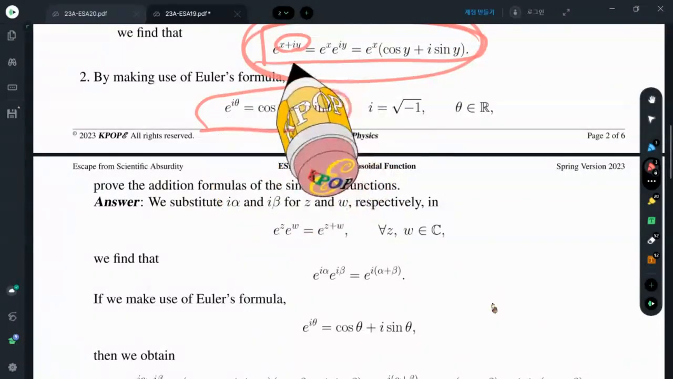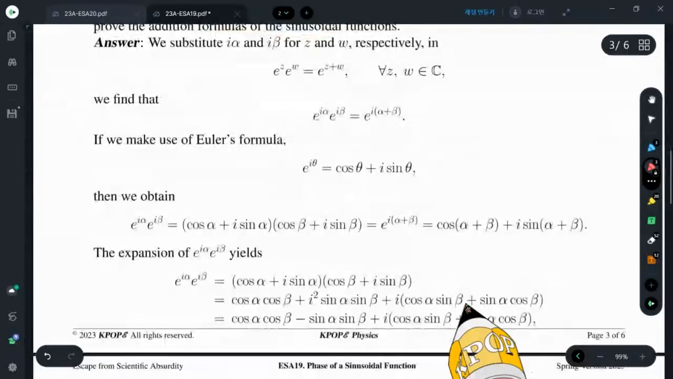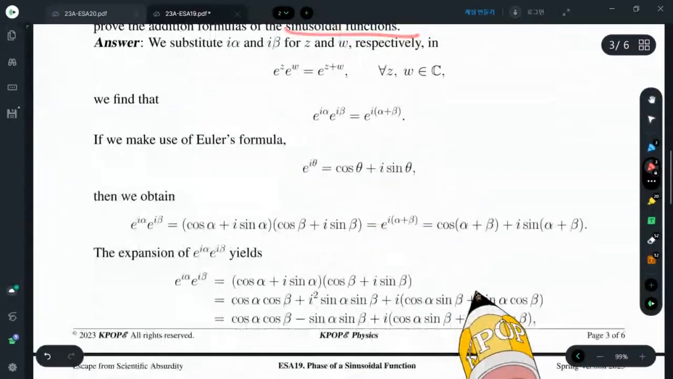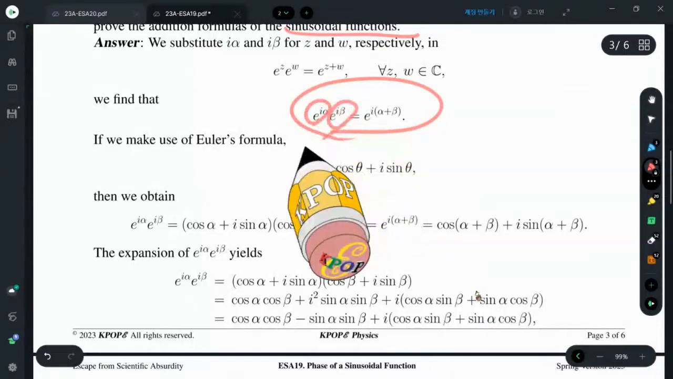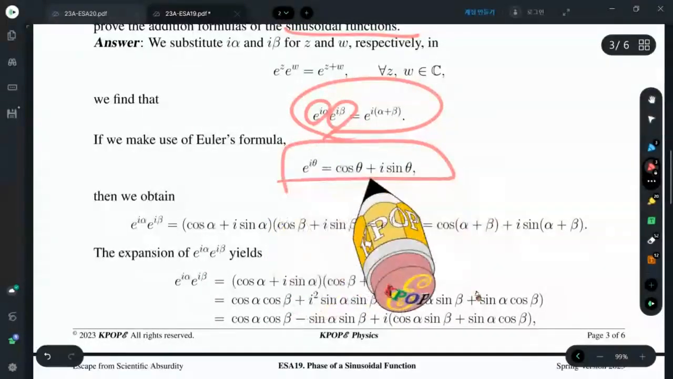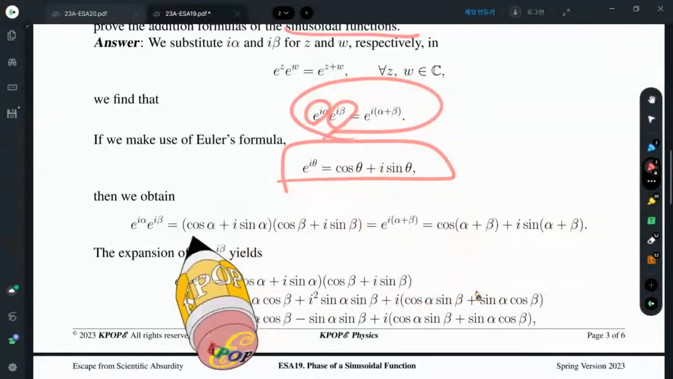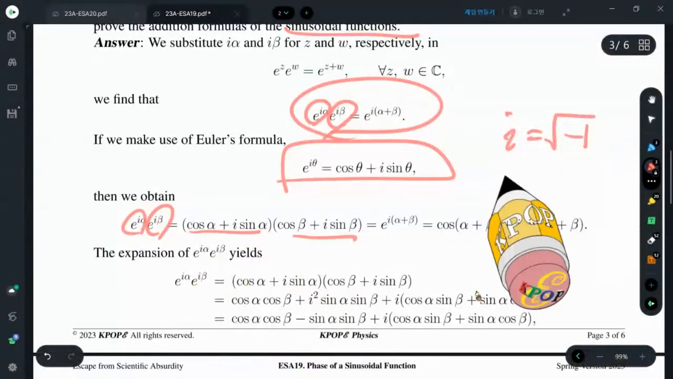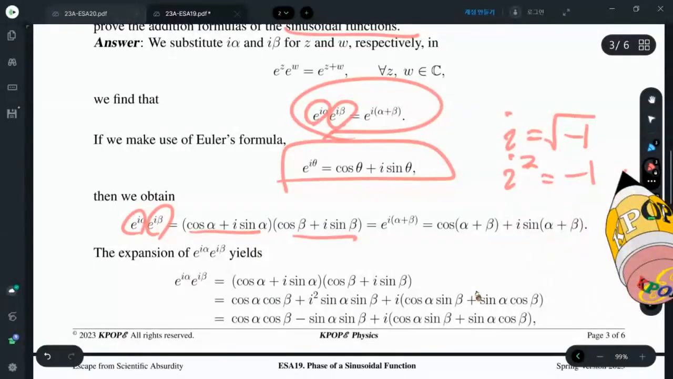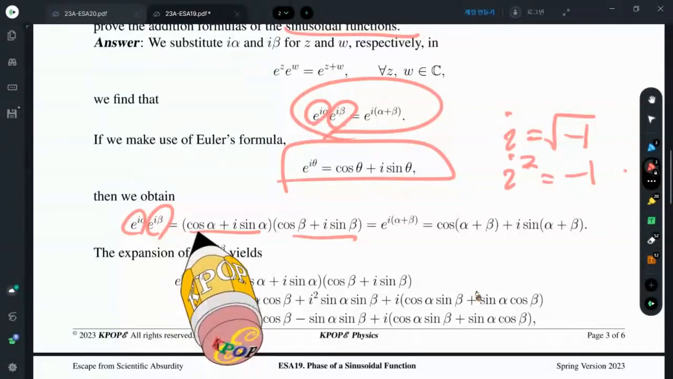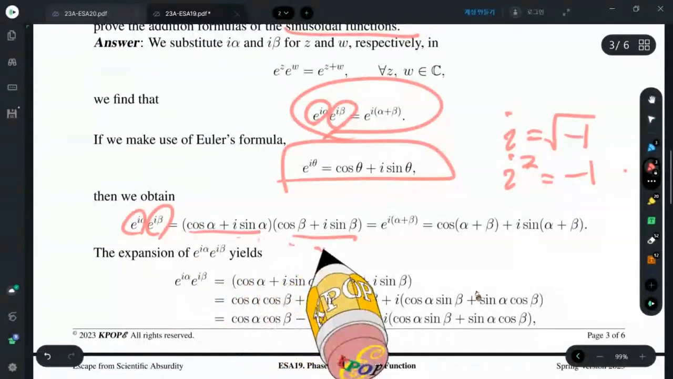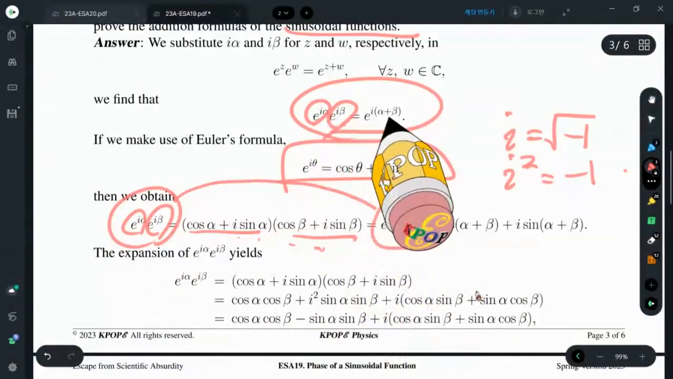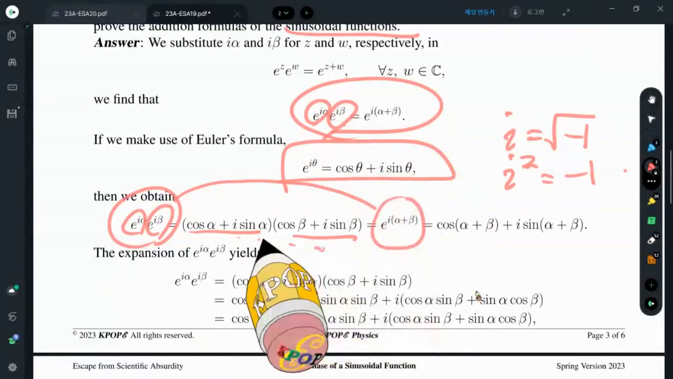We know how to derive this by power series expansion. That's fine. And using this, I can reproduce the addition formula for the sinusoidal functions. How? I know what it is. This is cosine theta plus i sine theta. Substitute alpha and beta in here. So the product of two is, we know i equals the square root of minus one, so i squared equals minus one. Therefore, what I get is blah, blah, blah. But before we expand this, what I can do is, using the law of exponents, just add them up.